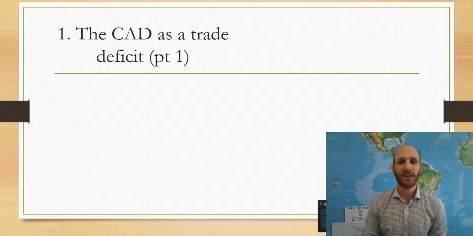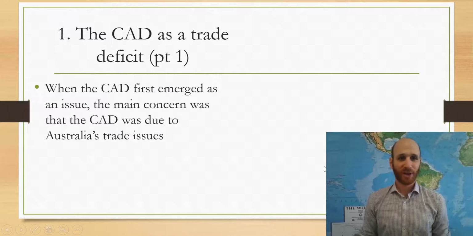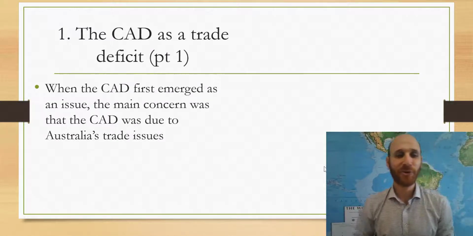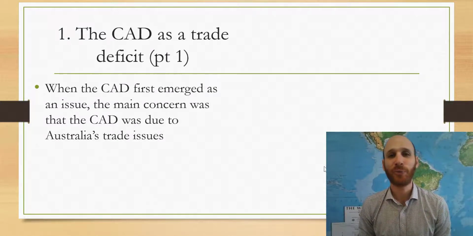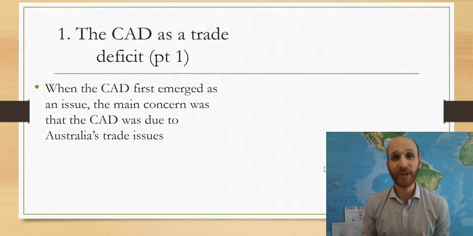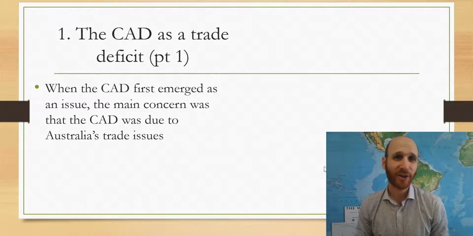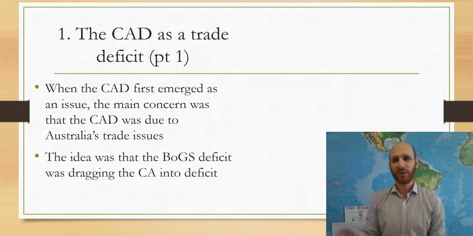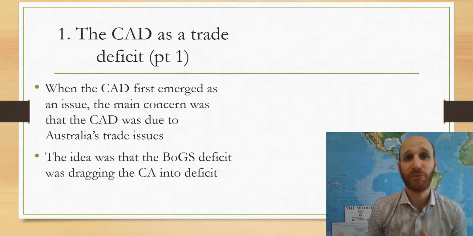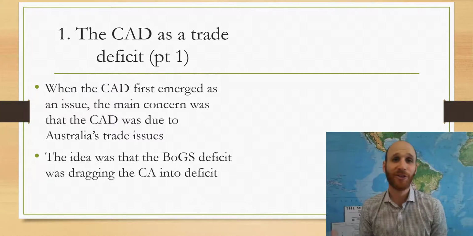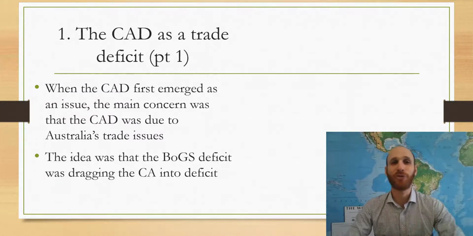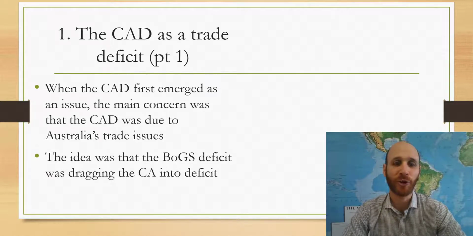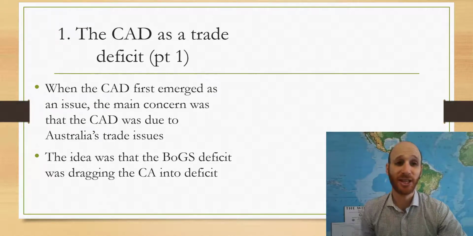So the first view here is that the current account deficit is a trade deficit. When the CAD first emerged as an issue, the main concern was that we were, as a country, incurring current account deficits because of Australia's trade issues. So the idea is that the BOGS deficit, so the trade deficit, the value of imports being higher than the value of exports, was dragging the current account into deficit.